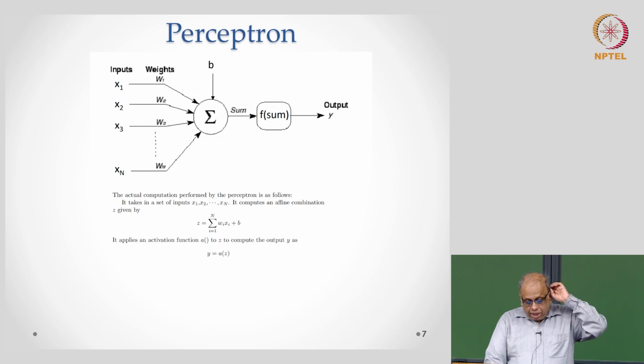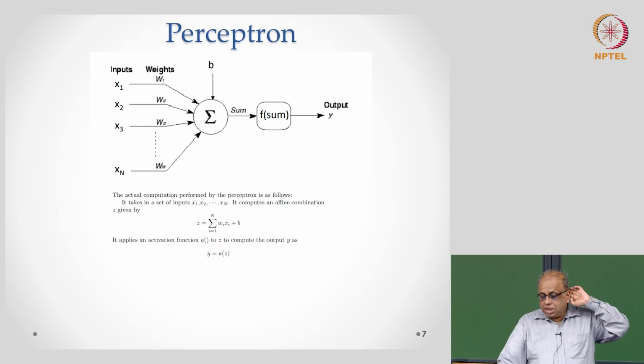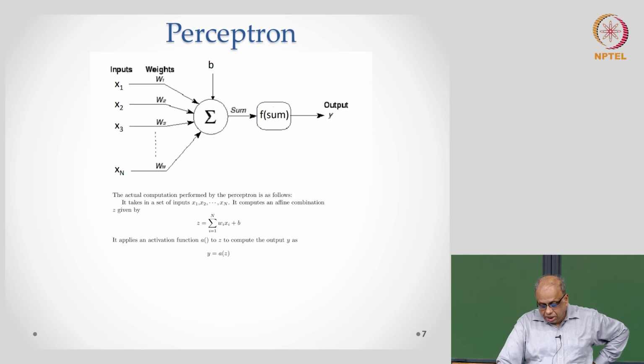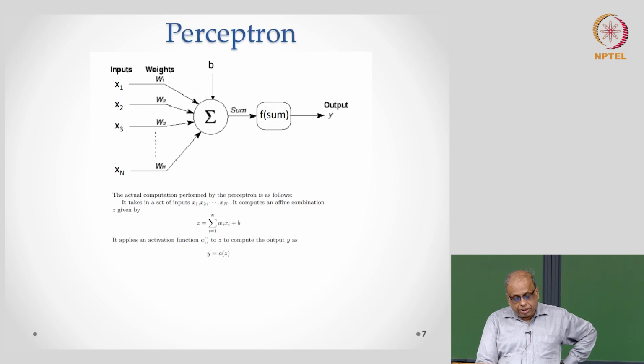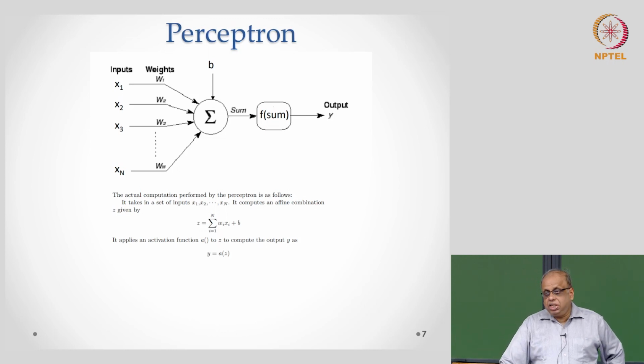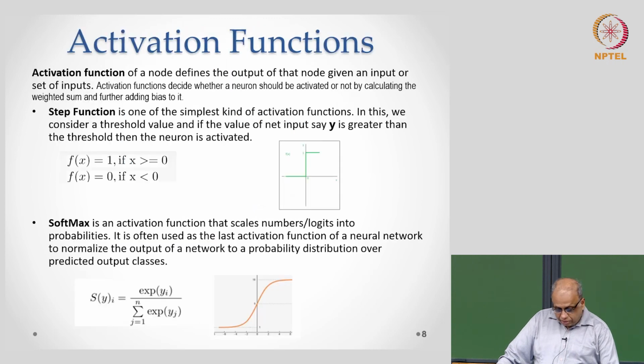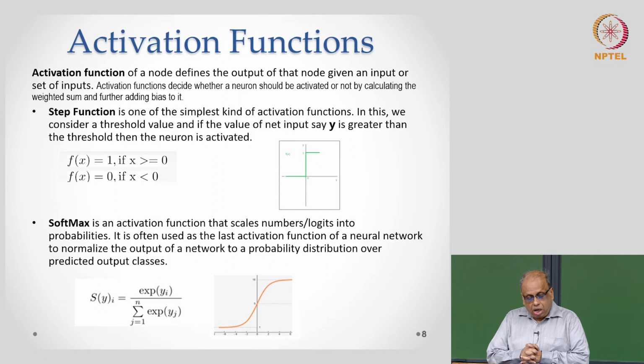And then we have some function which, given the sum, will determine the output. So you have the sum of the things together, you add a bias to control the overall function, and then we have an activation function that, depending on the value z that you get, will find the output. That is how this perceptron works. The activation function defines the output of a node given an input or a set of inputs.